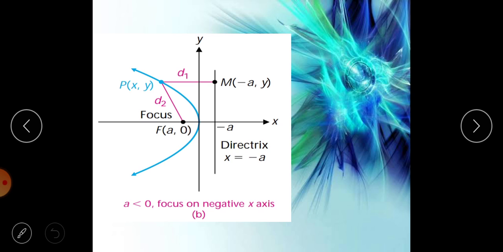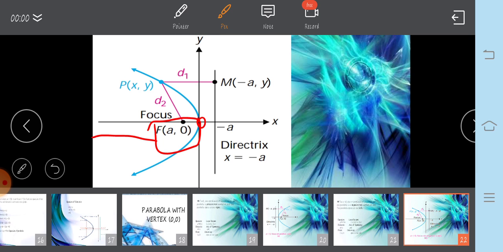So unlike the first one, the value of a is less than 0, so it means that the focus is on the negative x-axis. So this is the focus. As you can see, the focus is on this side, which is the negative x-axis, and same as the first one, its vertex is at 0, 0 because it is at the origin.